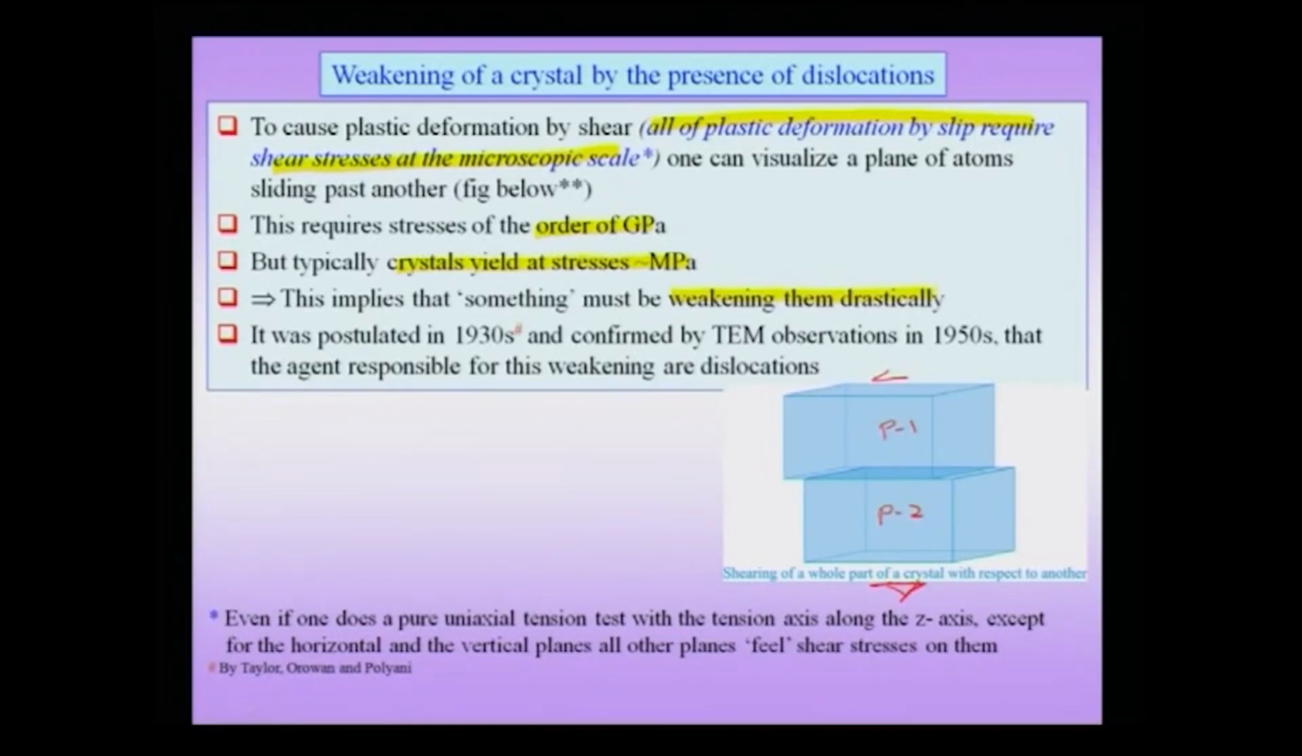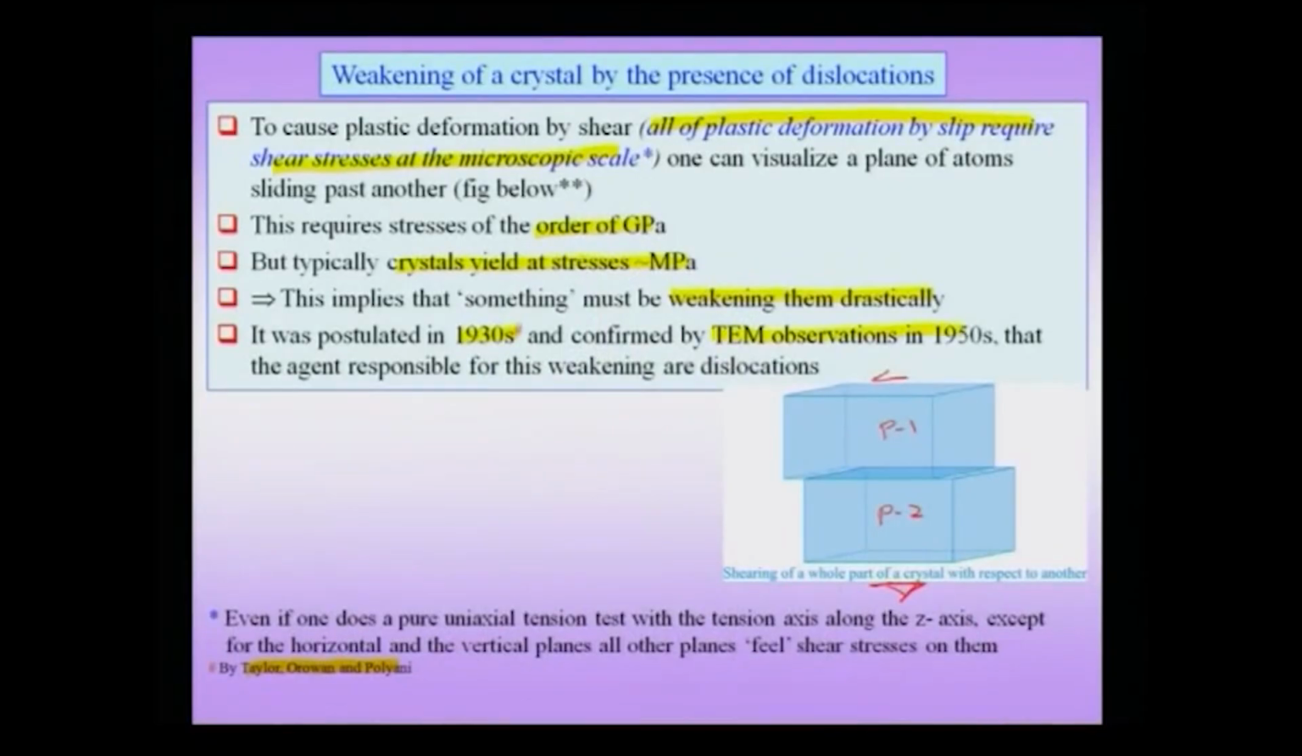And in the 1930s, Taylor, Orowan and Polanyi postulated that it is dislocations, a theoretical concept at that stage, which are weakening the crystal, and later on TEM observations in the 1950s proved that it is indeed dislocations which are weakening the crystal, and which are at the heart of plasticity at the microscale. It is important to reiterate that even though I am doing a uniaxial tension test as we did before, except for the vertical and horizontal planes, all the other inclined planes actually feel a shear stress, and therefore plasticity by slip is possible.